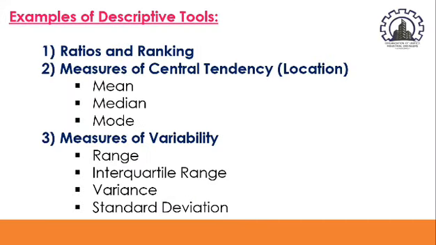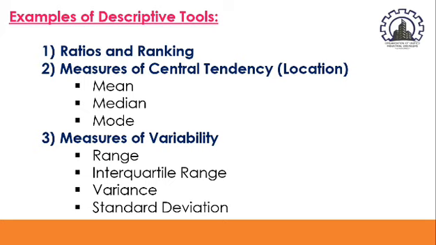Examples of descriptive tools would be ratios and rankings. We also have measures of central tendency or location. And as you can recall in your statistics subject, a summary measure of location is a value around which most of the data values tend to congregate or center. Now, in this section, the three measures of location are the mean, median, and the mode. As you will see, the choice of the most appropriate measure depends crucially on the type of data involved.